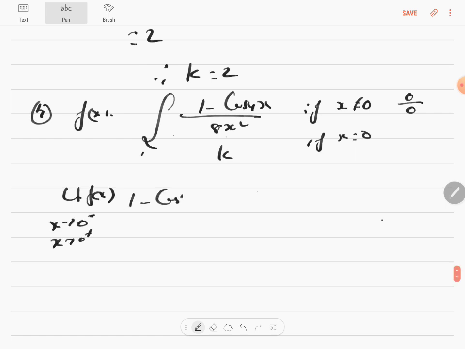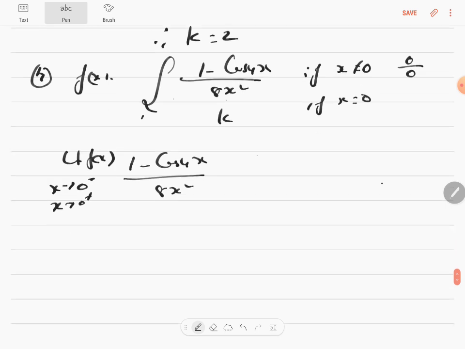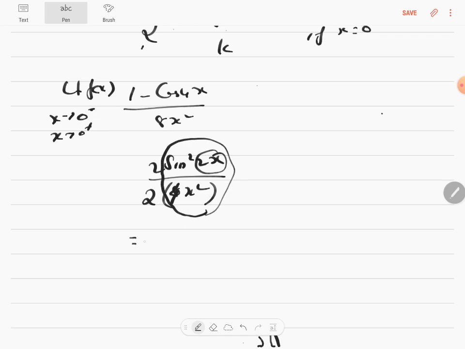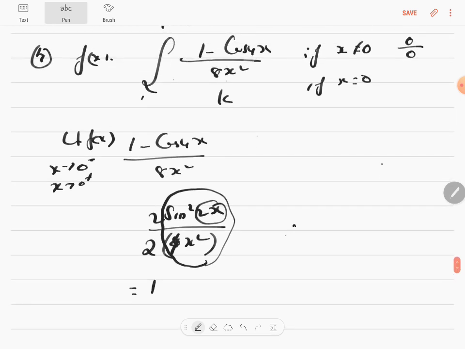It's the same formula wherein I know 1 minus cos 4x is 2 sine square 2x, by 8x square. I know that 2x is the angle and I need a 4x square below. I can write this as 2 into 4x square, so I don't even have to multiply and divide by anything. This itself becomes 1 and the answer becomes 1. So easy. Therefore k is equal to 1. That easy is the sum. Probably it could be a 1 mark question, because there's no substance in the sum.